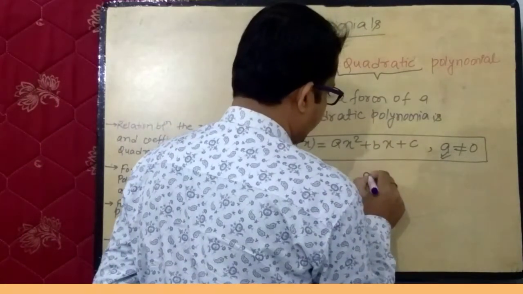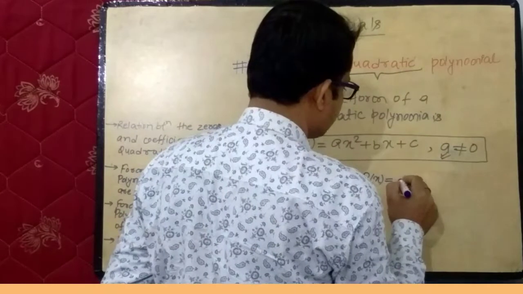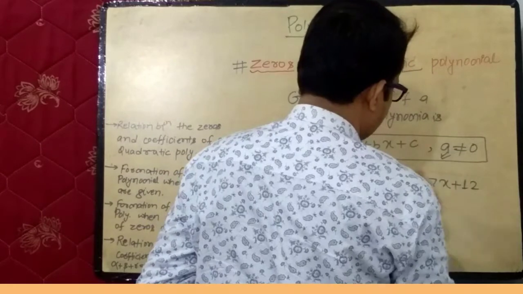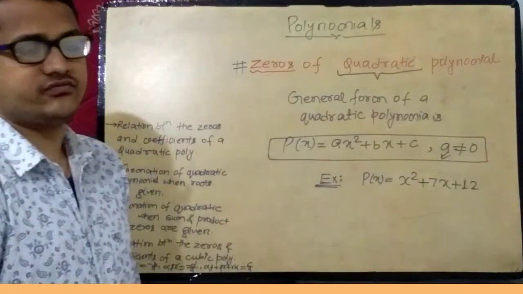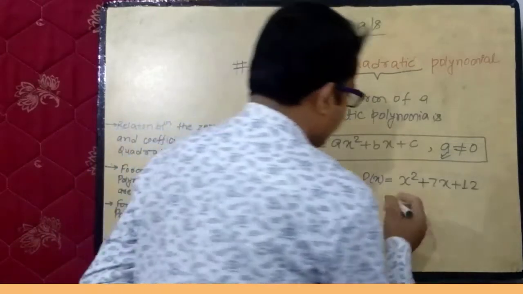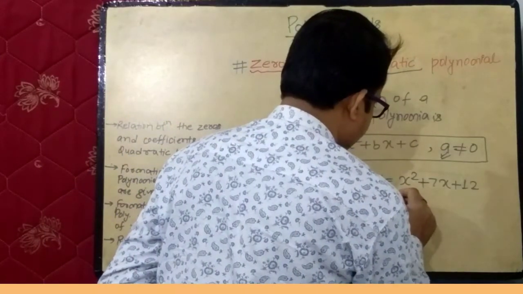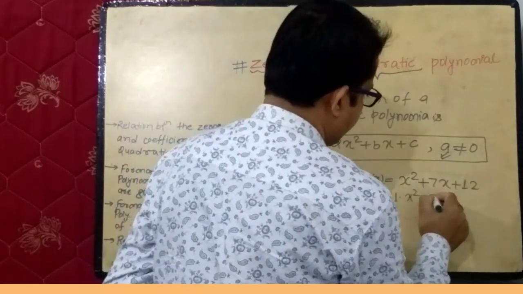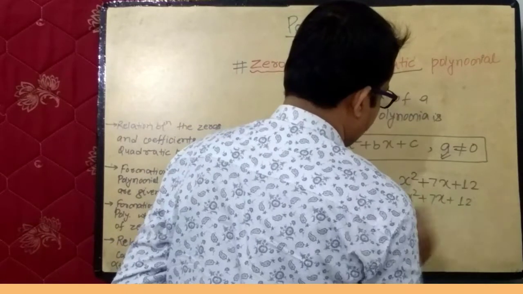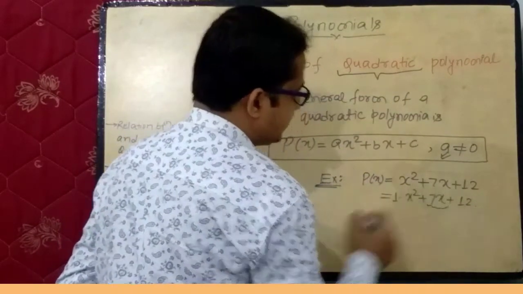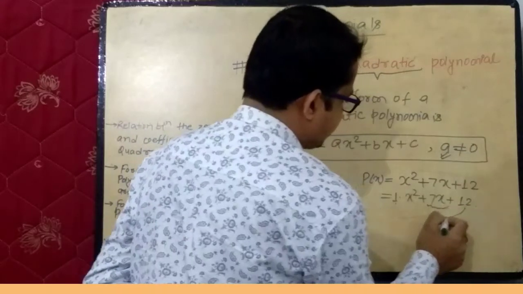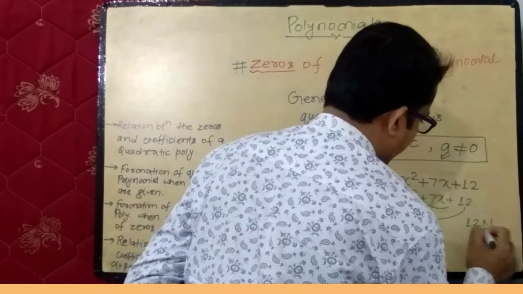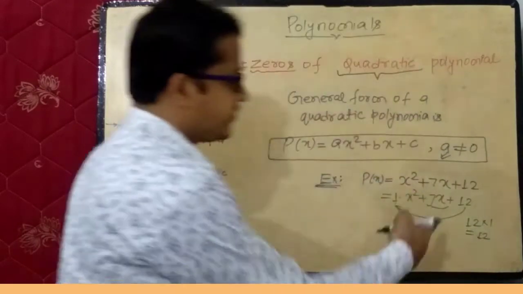Let us consider a polynomial p of x equals x square add up 7x add up 12. Now in order to find out the factors of this polynomial p of x, first of all write this polynomial in its original form, 1 into x square add up 7x add up 12. Then by using middle term splitting, multiply this constant term with the coefficient of x square, then you will get 12 into 1 equals 12. Now factorize this 12.